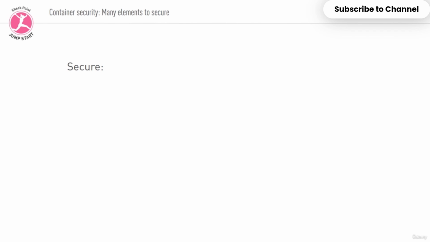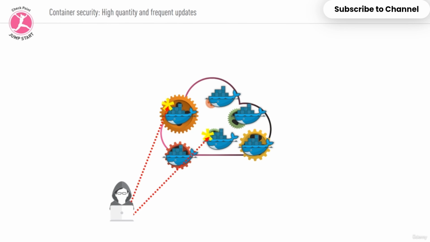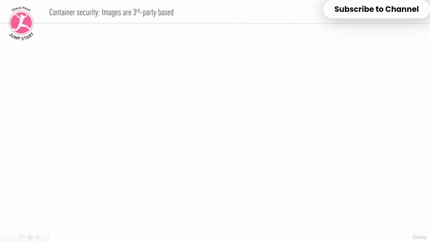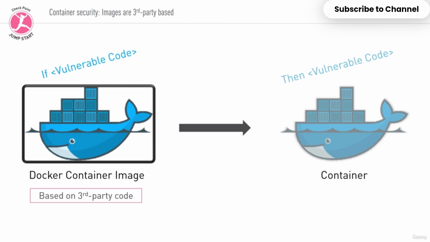Container environments elicit a range of cybersecurity issues. You must secure images, containers, hosts, runtimes, registries, and orchestration platforms. Container security is made more complex by the high quantity of containers most organizations have and the frequency with which they are updated. Each update is an opportunity for vulnerabilities to be introduced. Additionally, most images which containers are based on, even those that are custom-made, are built on third-party code and thus at risk of third-party vulnerabilities.